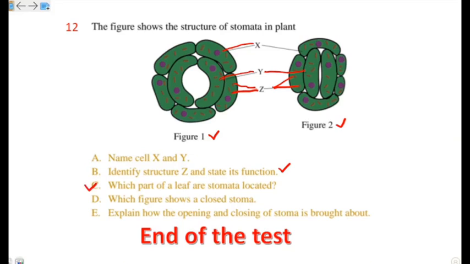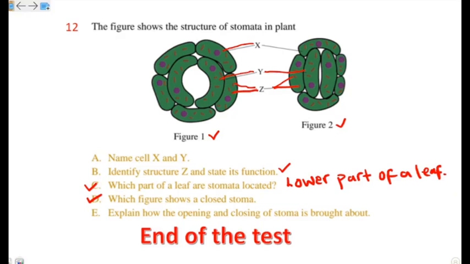We've now come to our question C. Which part of a leaf are stomata located? So the stomata are located in the lower part of the leaf, in the lower part of a leaf. This is where the stomata are located. So we have answered question C.